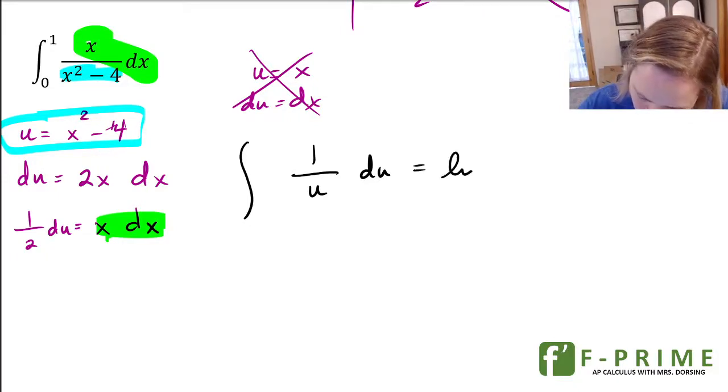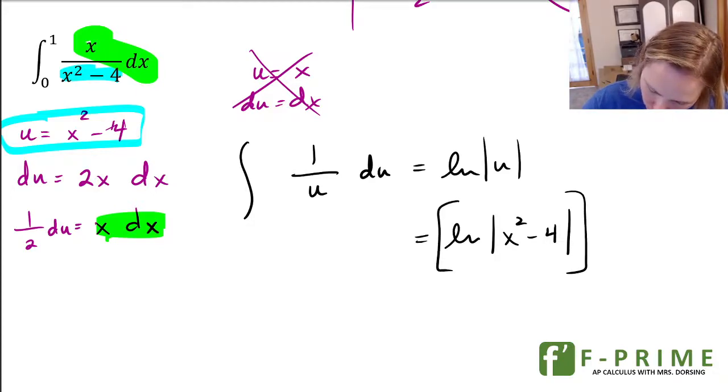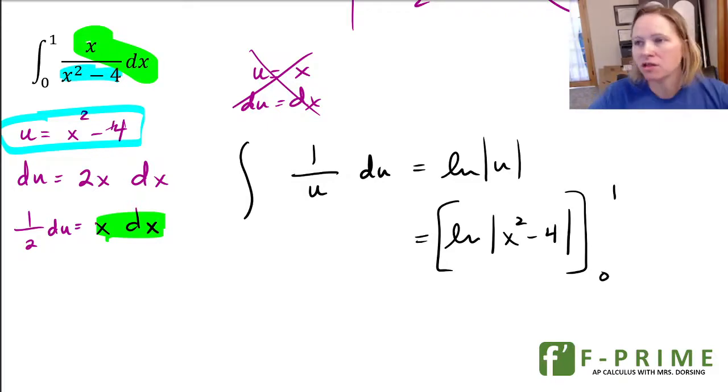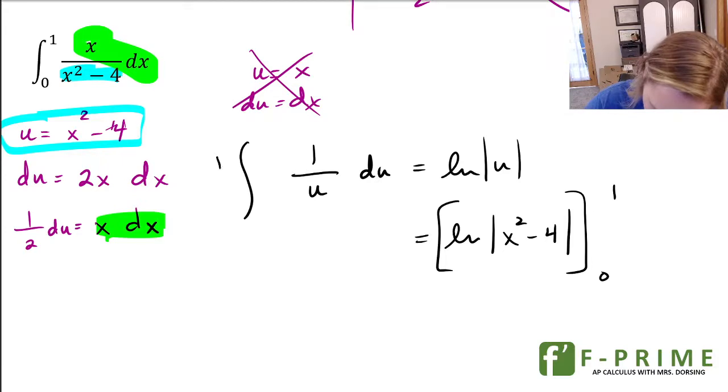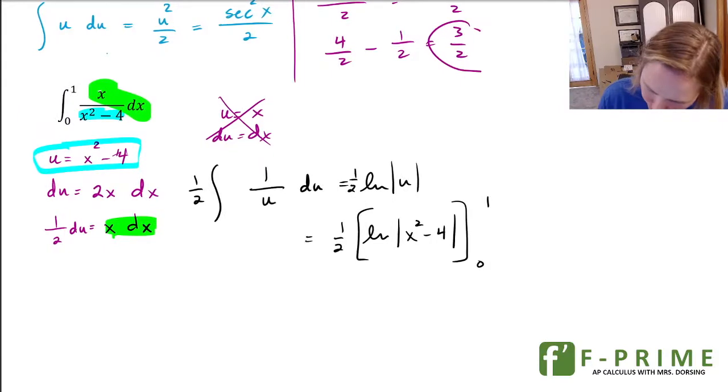So this becomes the natural log of u. Okay, and then I'm going to replace the x. So x squared minus 4. And this is what I am going to evaluate from 0 to 1. So, oh, and I forgot my 1/2. I knew I felt like I was forgetting something. 1/2. There we go.